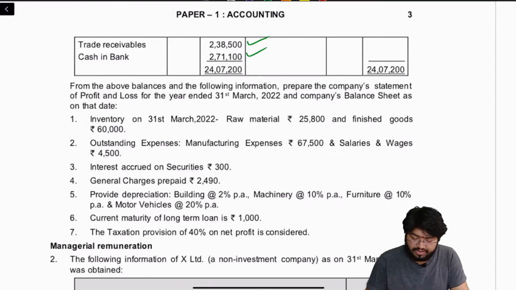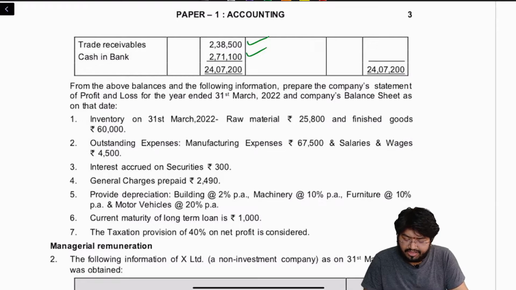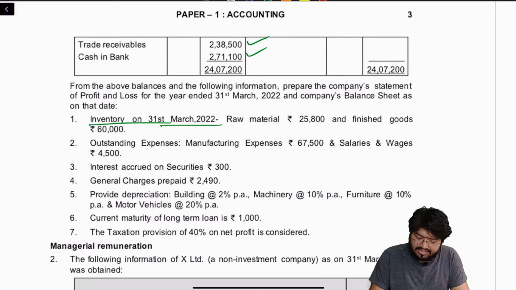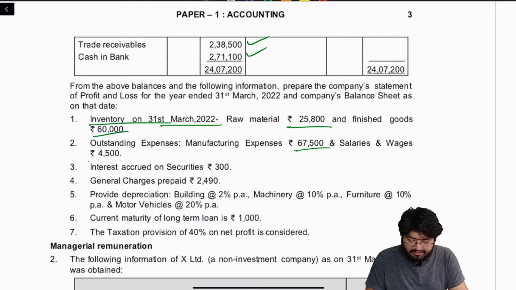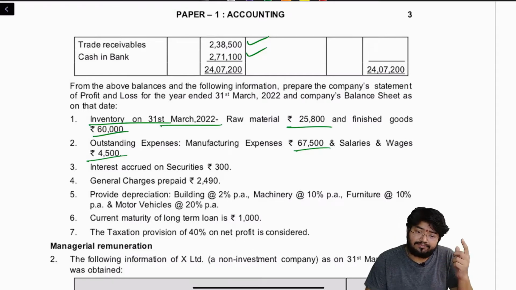Now, having said this, from the above balances and the information provided, prepare the company's statement of P&L for the year ended 31st March 22 and the company balance sheet. He says closing inventory details he has given, saying raw material is so and so, finished goods is so and so. Okay, and then outstanding expenses are given. Now, why are these given for us? We are supposed to create a provision or create a liability to this extent, and also we should have an adjustment in our expenses. I hope it's clear to you all.